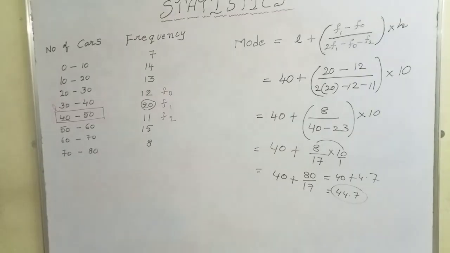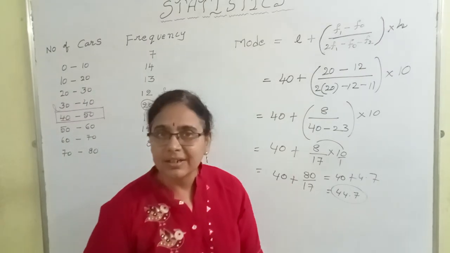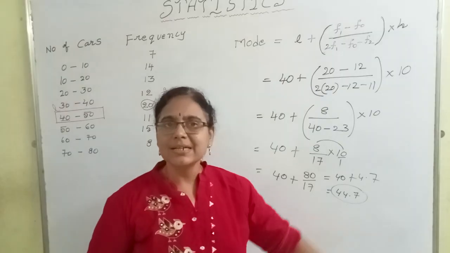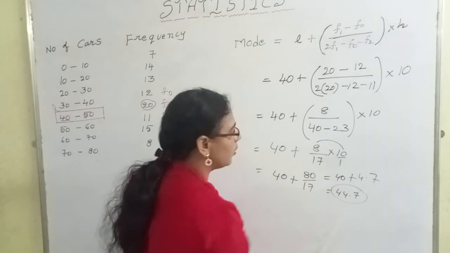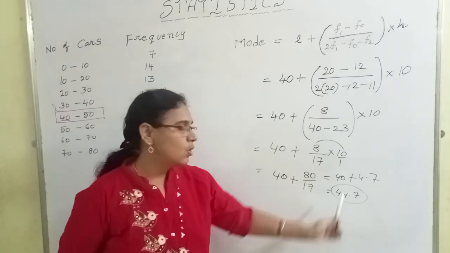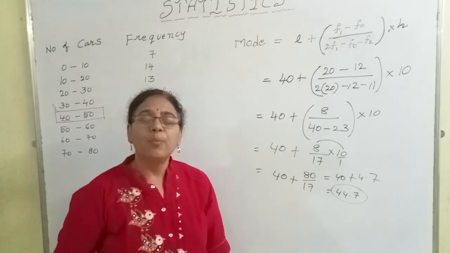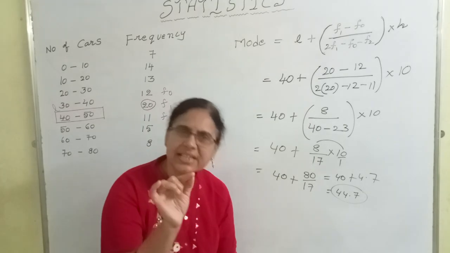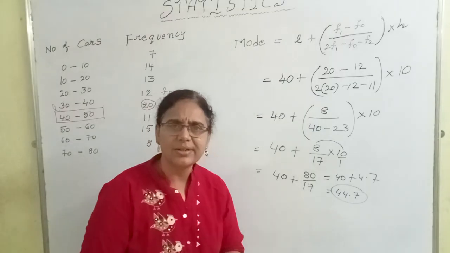80 by 17. Either you can go to LCM, otherwise it is better to convert it to a decimal number. Then 40 plus 4.7. 40 plus 4, how much? 44. After the decimal point, take just one digit. It's enough. No need to write so many digits.